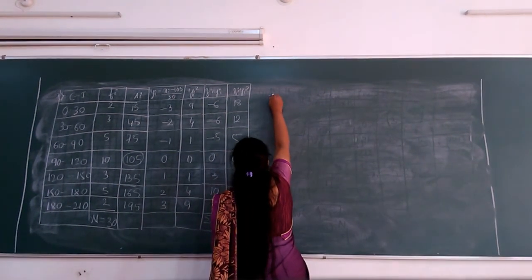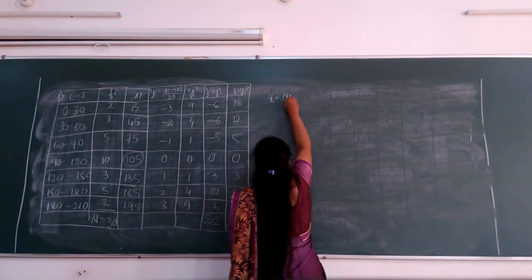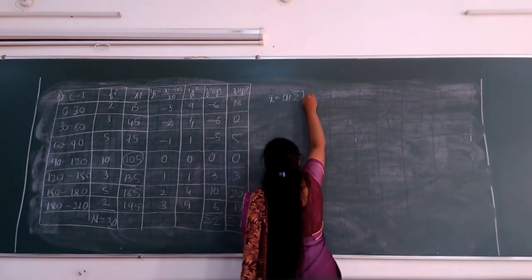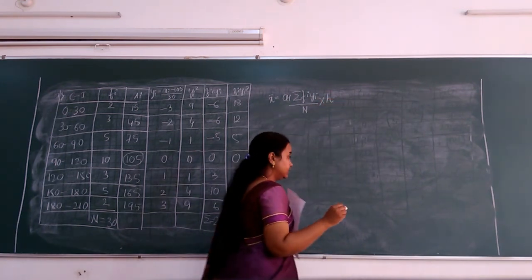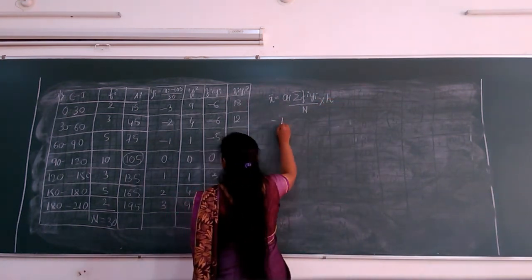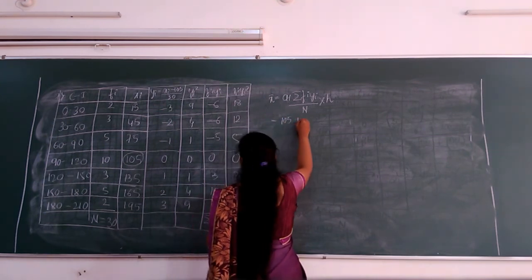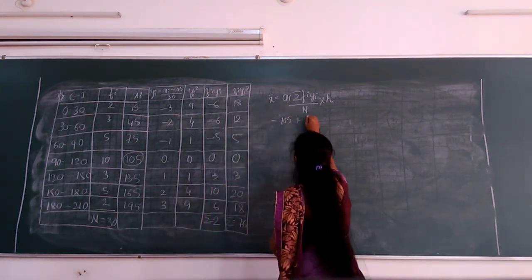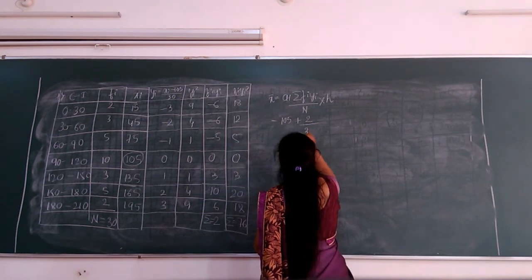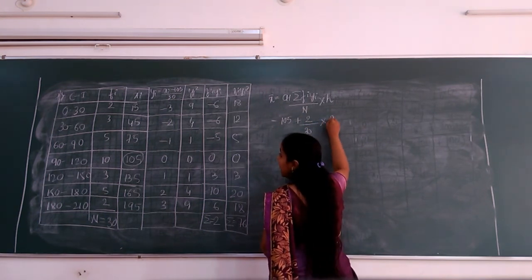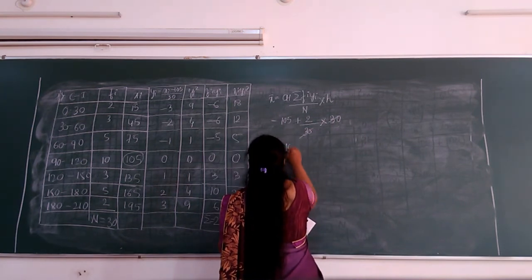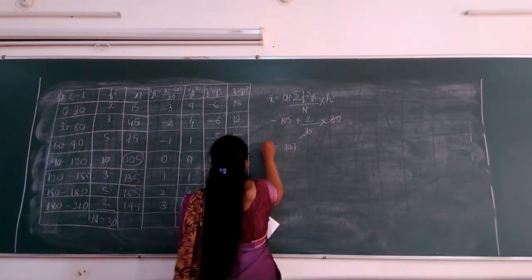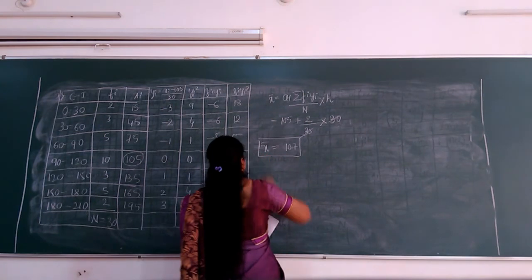So what is the mean formula? It is the assumed mean plus summation of all fi into yi divided by total frequency, into width. So what is our assumed mean? 105, plus summation of fi into yi, which is 2. The total frequency is 30 and the class width is also 30. 30 and 30 will get cancelled. So what is our mean? The mean is 107.